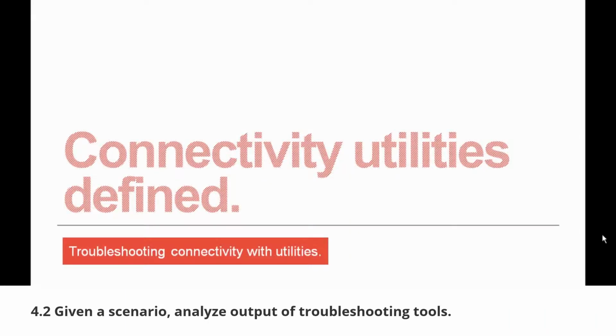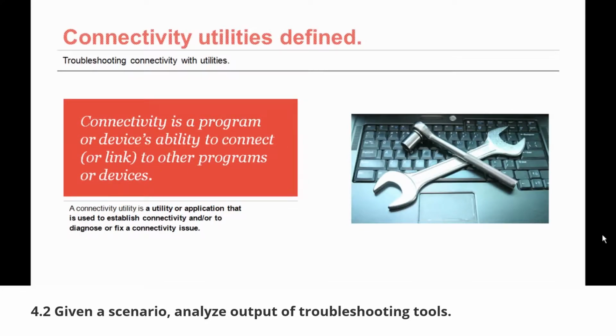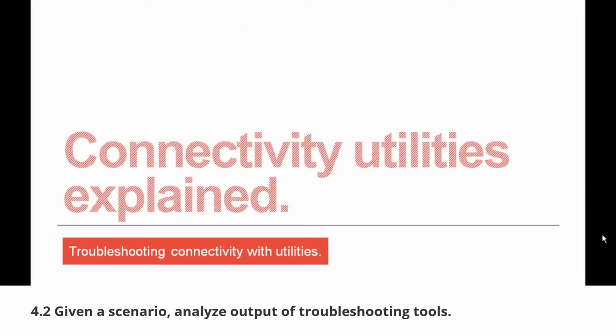Going to begin with connectivity utilities defined. Before we can define the utilities, we need to define connectivity. Connectivity is a program or device's ability to connect or link to other programs or devices. A connectivity utility is a utility or application that is used to establish connectivity and/or to diagnose or fix a connectivity issue.